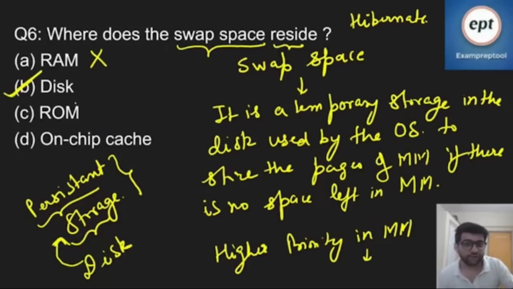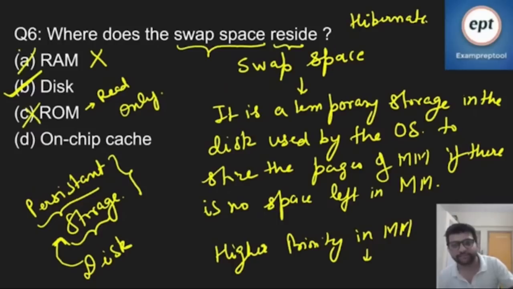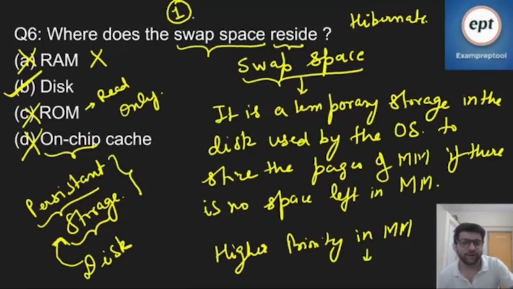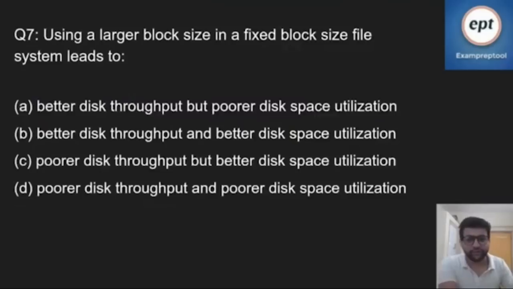We cannot store the swap space in the ROM. Why? Because it is read-only memory, right? How can we write in a read-only memory? So this is not the answer. And on-chip cache is also not a persistent storage, so this is also not the answer. So just remember what swap space is, and you will be able to solve these questions. This question can also be asked in the GATE exam for around 1 mark. Okay. So moving on to the next question.